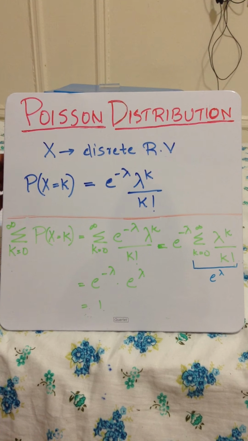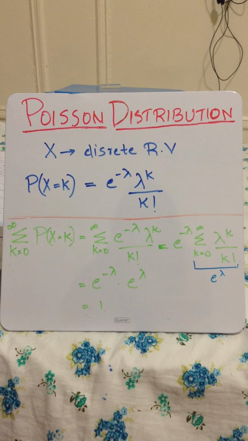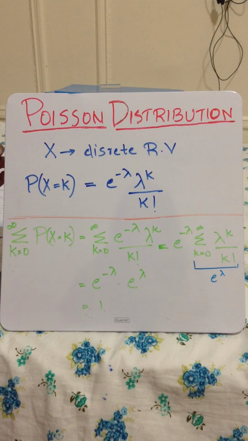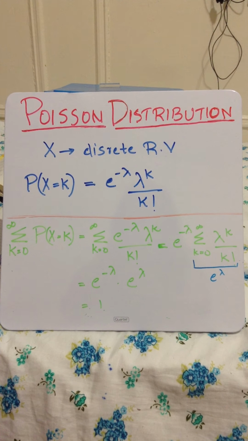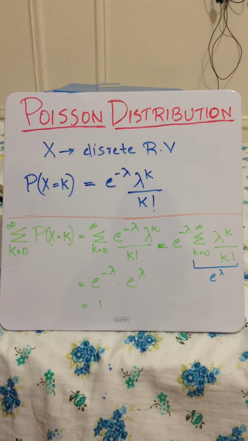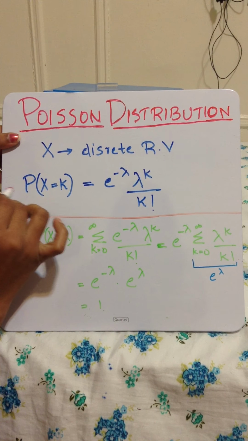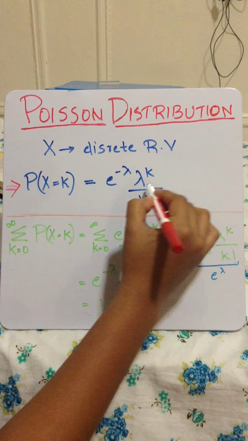Today we'll be discussing the Poisson distribution and the Poisson approximation for a binomial distribution. Before the approximation, let's first see what a Poisson distribution is. Suppose x is a discrete random variable with the probability mass function given by p of x equal to k is equal to e raised to minus lambda lambda raised to k by k factorial. Then x is said to follow a Poisson distribution with parameter lambda.